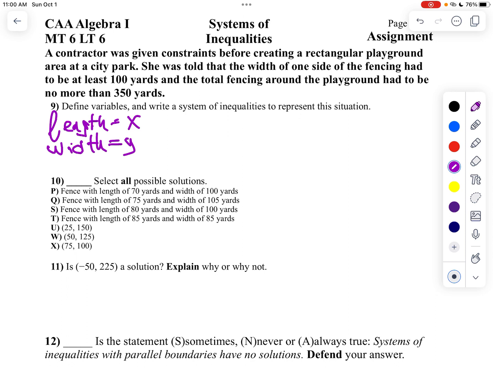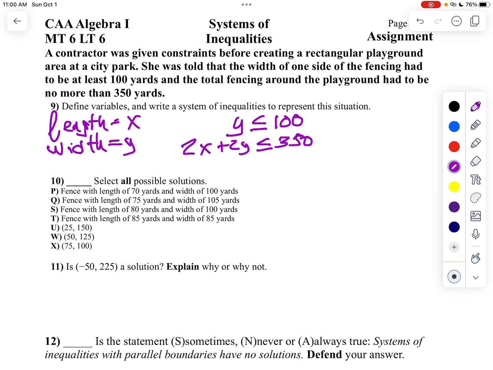So my first solution, or my first inequality I should say, is y has to be less than or equal to 100. And then we're doing perimeter, so I'll say 2 times the length plus 2 times the width, and she wants that to be no more than 350, so less than or equal to 350.